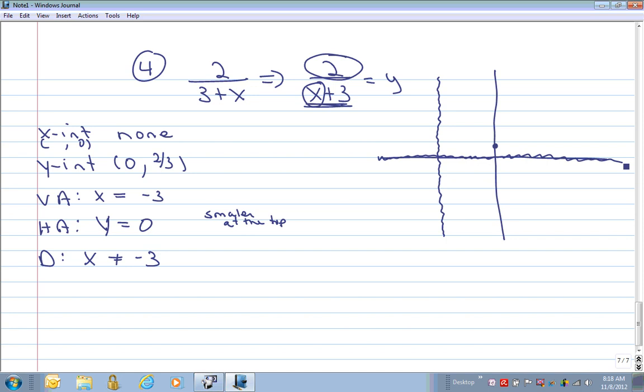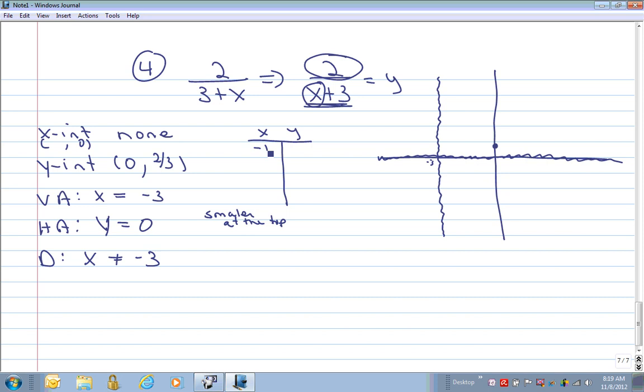Okay, finally, to go ahead and finish graphing, I'm going to create a little t-table of values. Listen one more time about your t-table. It's your choice. You get to pick. I want you to pick, though, values to the right and left of your vertical asymptote. Since my vertical asymptote's at -3, I'm going to pick like -2 or -1. So I'm going to pick -1 first.